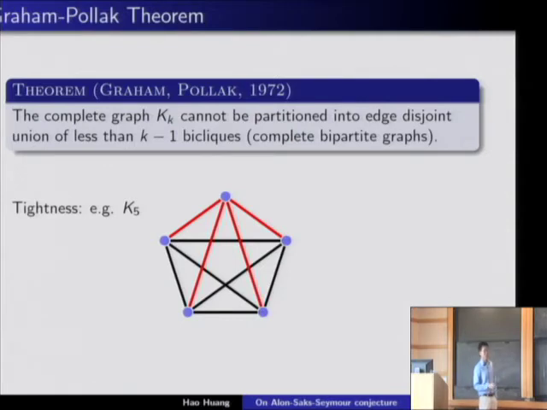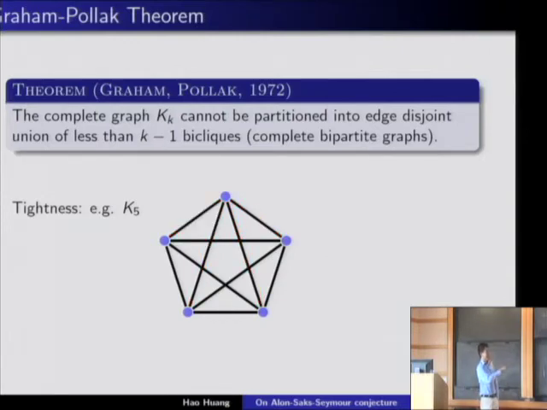They showed that if you have a complete graph on k vertices, and you want to partition the edges into an edge-disjoint union of complete bipartite graphs, then you need at least k minus 1 such complete bipartite graphs. By complete bipartite graphs, or bicliques, I mean you take two disjoint subsets of vertices, and inside each subset there's no edge, and between them you just connect everything. Okay, it's really automatic.